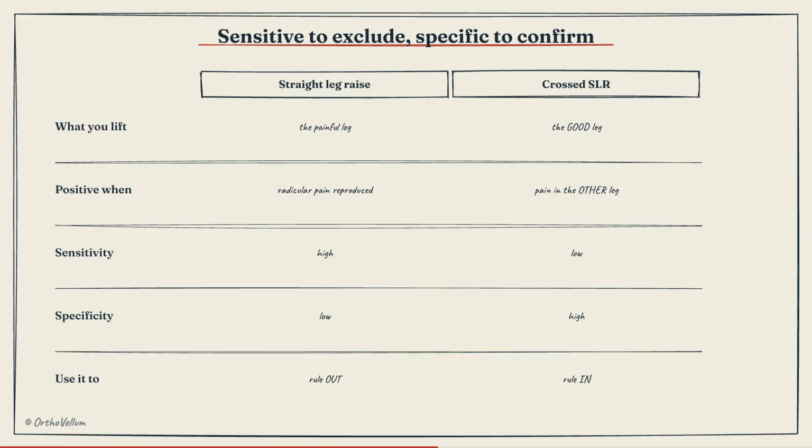The cross straight leg raise is the mirror image. Lifting the good leg reproduces pain in the bad one. That is far less sensitive, but when it is present, it is highly specific for a disc herniation. Sensitive test to rule out, specific test to rule in. The same logic you use everywhere else in medicine.